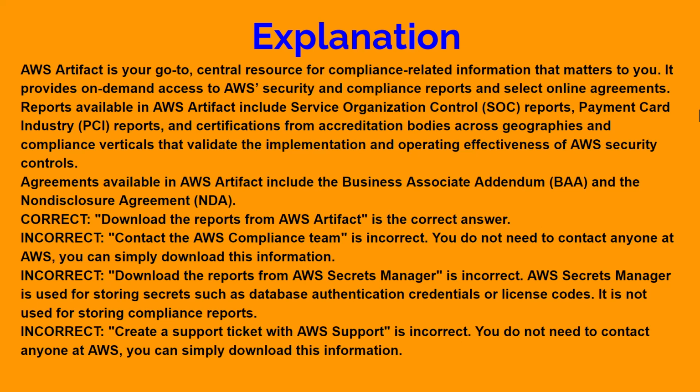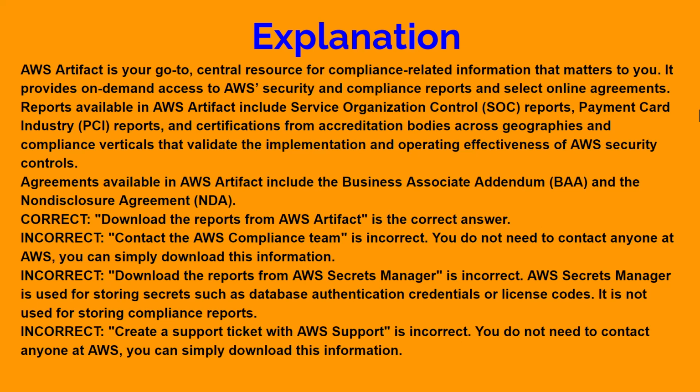Reports available in AWS Artifact include Service Organization Control, SOC, reports, Payment Card Industry, PCI, reports, and certifications from accreditation bodies across geographies and compliance verticals that validate the implementation and operating effectiveness of AWS security controls. Agreements available in AWS Artifact include the Business Associate Addendum, BAA, and the Non-Disclosure Agreement, NDA.